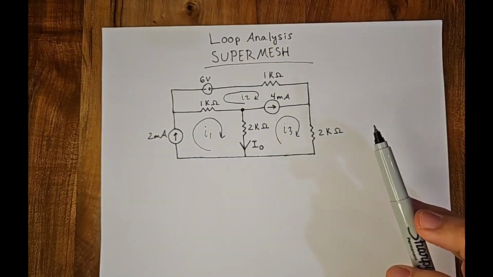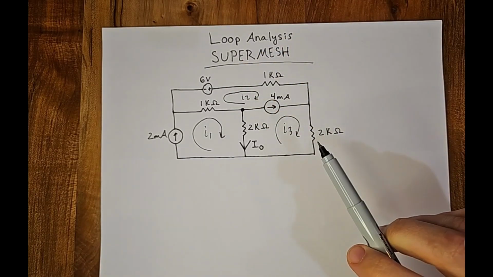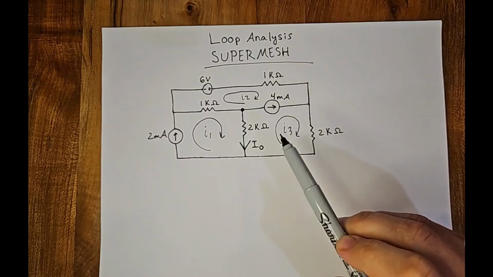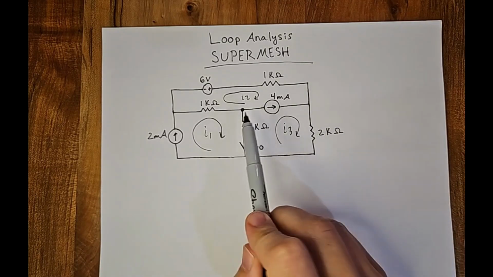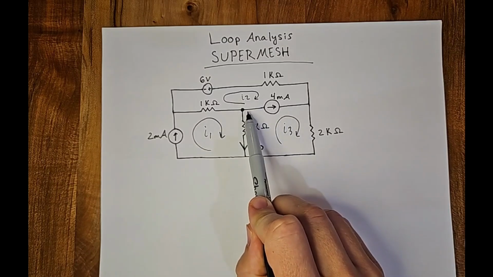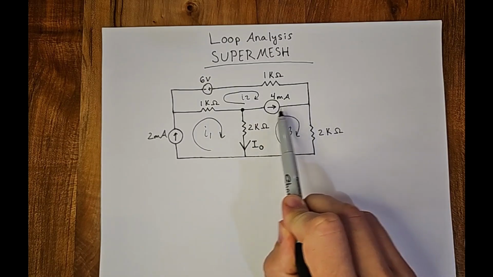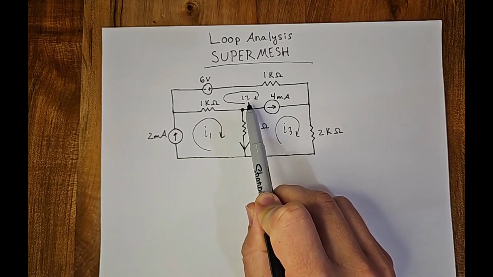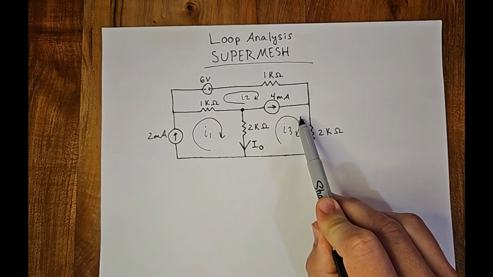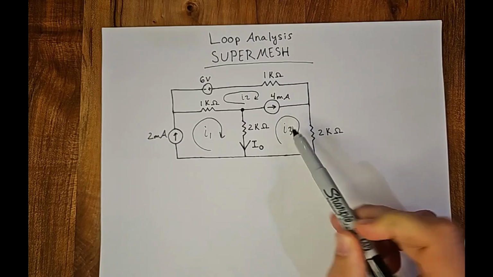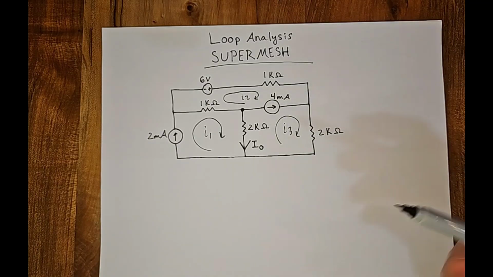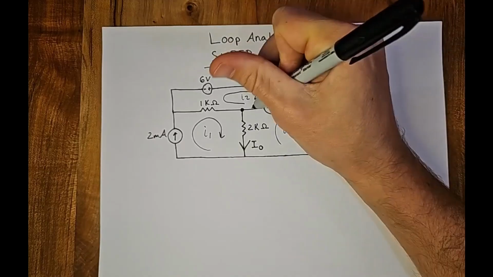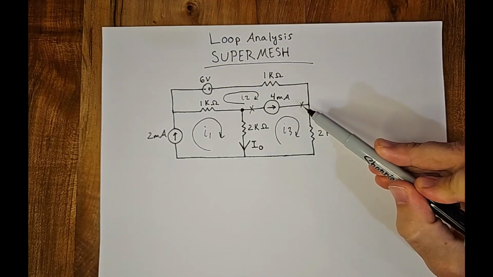So far, no different. Just like when we did super node, we had to make a constraint equation. So we're going to do the same thing with the super mesh. Before we go any further, let's define the super mesh. We see in between I2 and I3, we have this 4 milliamp source. Well, we can't really have that. That's going to throw everything off because you have I2 going this way, which would be negative 4 milliamps, and I3 going this way, which would be positive 4 milliamps. Now all of a sudden that nets to 0. It makes no sense. So effectively, we're going to pretend it's not there.